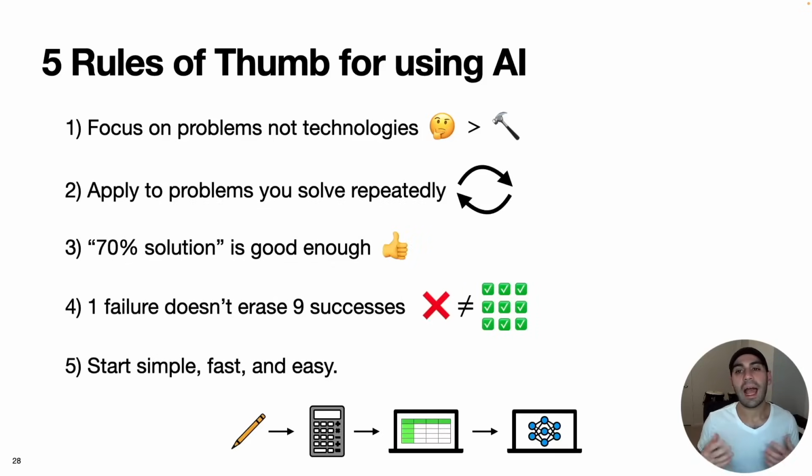And then we talked about how we can use AI through 5 different rules of thumb: focusing on problems, not technologies; applying AI to problems you solve repeatedly; seeking problems where the 70% solution is good enough; identifying problems where one failure doesn't erase 9 successes; and taking this simple, fast, and easy approach to iteratively develop AI solutions. So while this was a pretty high-level introduction, I hope it gave you some clarity about what AI is and how you can start to use it in your business.